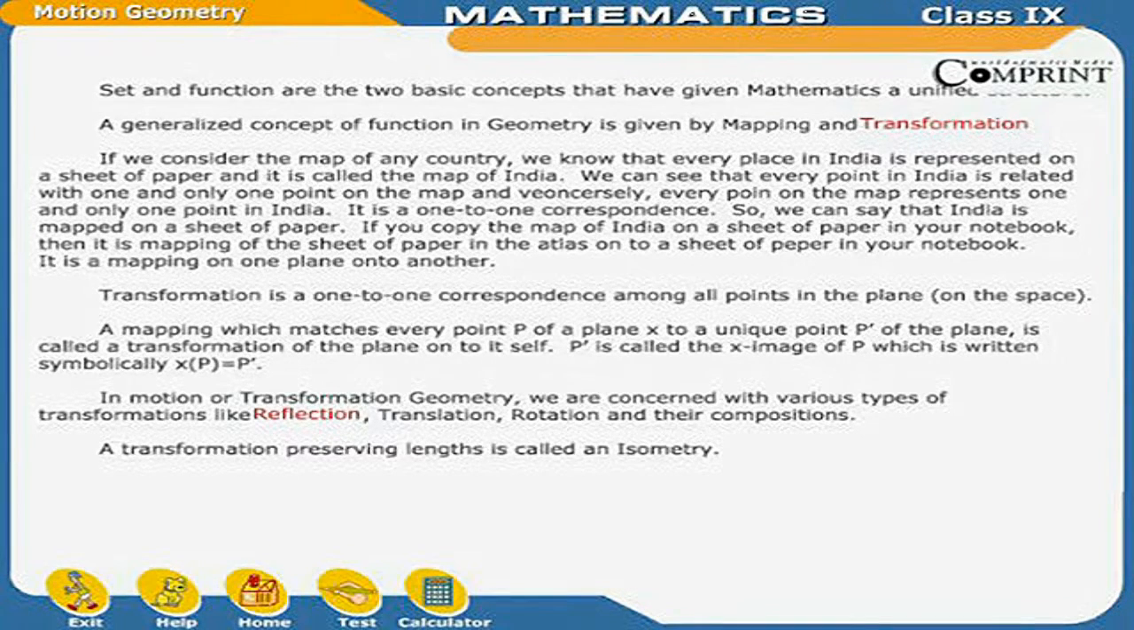A mapping which matches every point P of a plane X to a unique P' of the plane is called a transformation of the plane onto itself. P' is called the X image of P, which is written symbolically as X of P equals P'. In motion or transformation geometry, we are concerned with various types of transformation like reflection, translation, rotation and their compositions. A transformation preserving length is called an isometry.